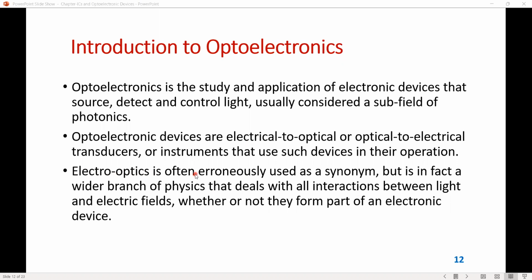Electro-optics is often used synonymously, but it is in fact a wider branch of physics that deals with the interactions between light and electric fields, whether or not they form part of electronic devices. Okay.